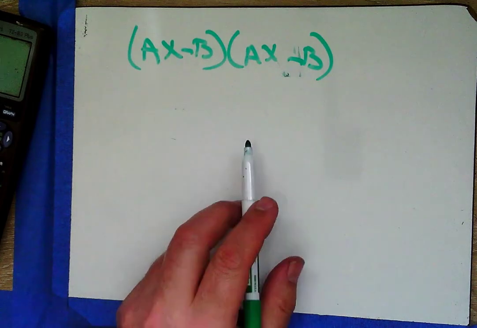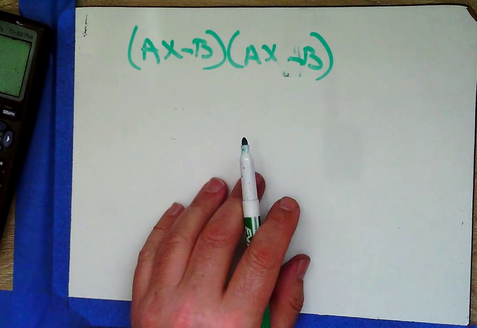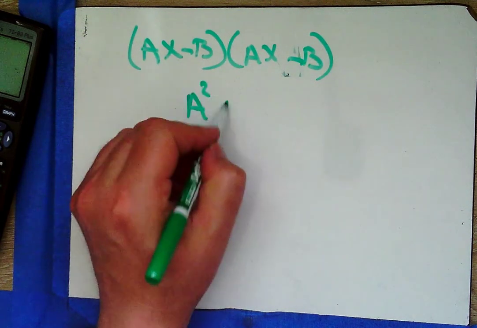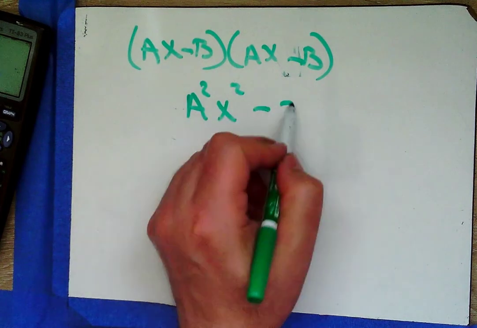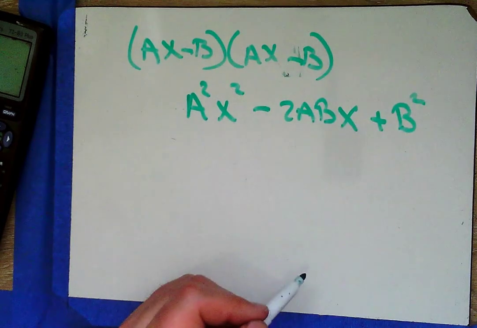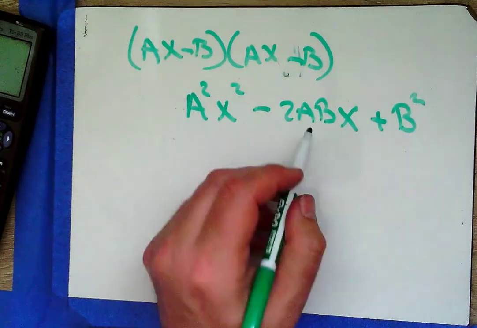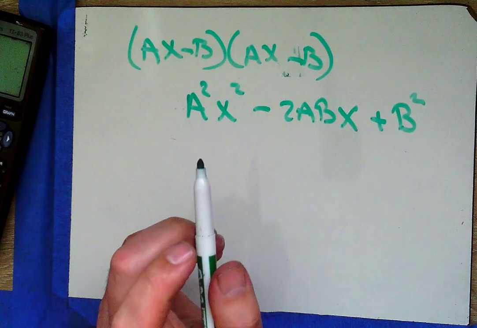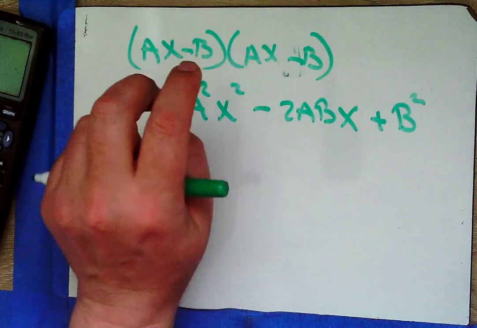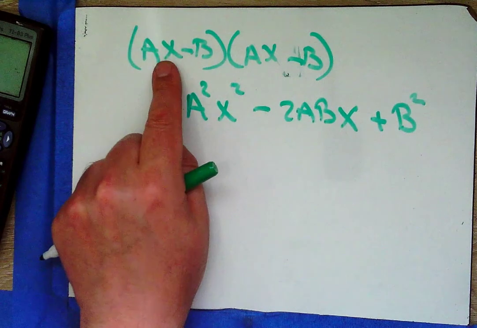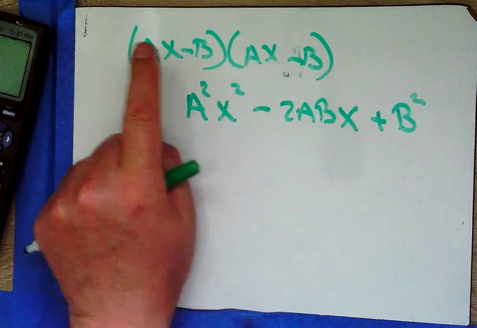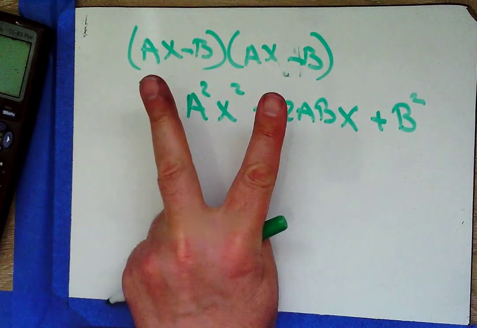Please FOIL that out. Please multiply those two binomials together. That's right. We end up with a squared x squared minus 2abx plus b squared. Now, there's something interesting here. There's a pattern, and some of you may be interested in this pattern. The answer is the first term squared, the second term squared, and then the middle term is this times 2.